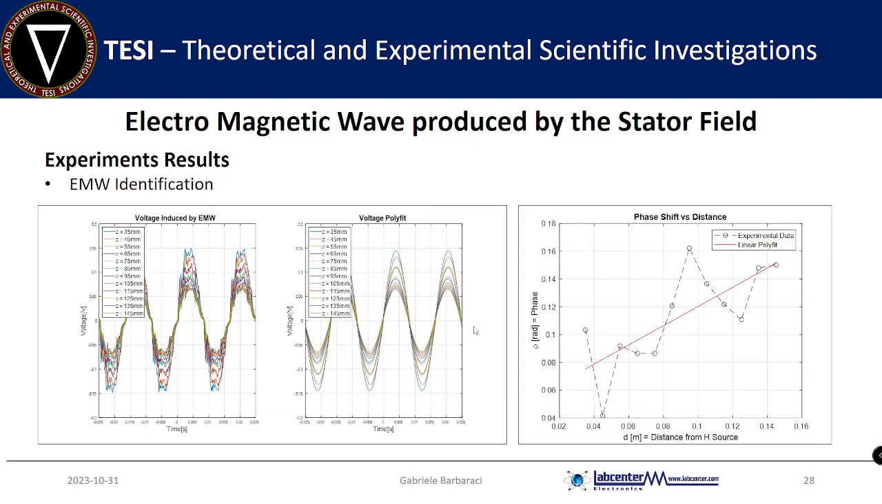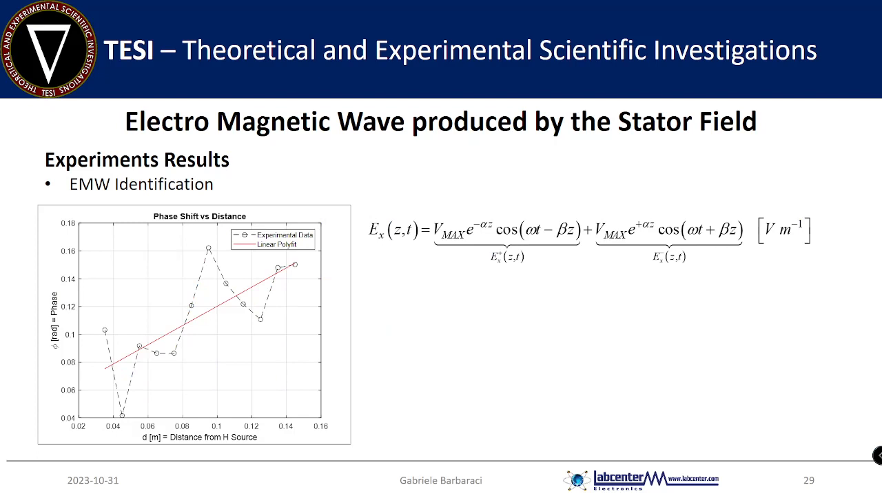The same thing has been done for the phase shift, because even if it's not so visible in this diagram, the sine wave shifts its phase with increasing distance from the magnetic field source. As a matter of fact, in the diagram on the right side, this appears in a linear fashion. We want this linear fashion because it is included in the expression of the electromagnetic wave. And by using the same analysis, we can obtain the value of beta equal to 0.7905 radians per meter.